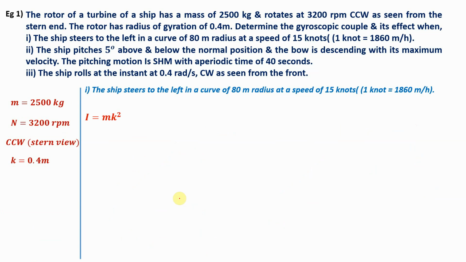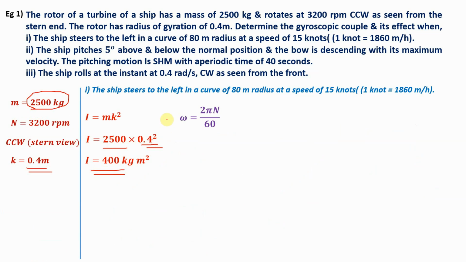So I equals to mk square, mass is 2500 kg, and radius of gyration is 0.4, so 0.4 square. We get I is equals to 400 kg meter square. Next, spin angular velocity, that is velocity with which the rotor is rotating. The speed is given in RPM as 3200. We will convert it into radian per second using this equation. Omega equals to 2 pi n upon 60. So n is 3200. We get spin angular velocity as 335 radian per second.